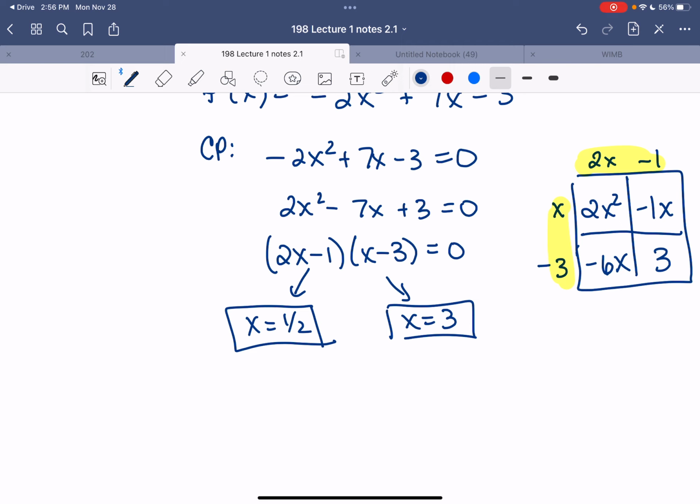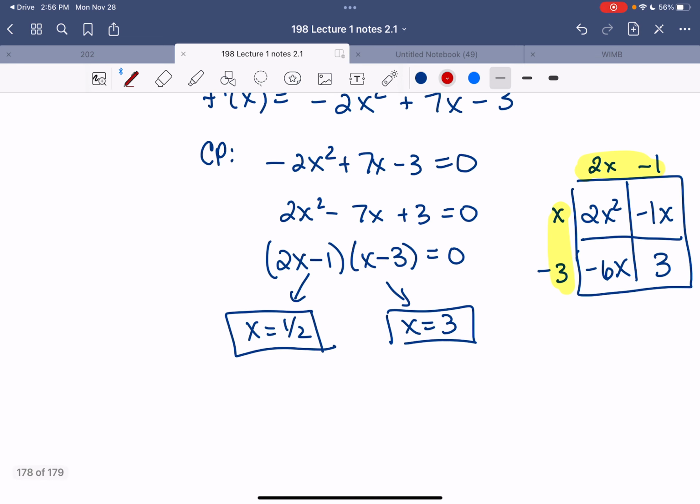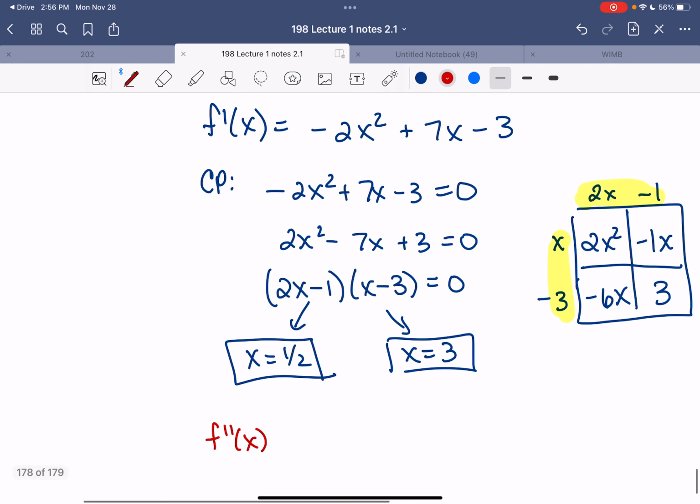Now, if I were using the first derivative test, I'd have to set up the domain, which in this case is all real numbers because it's a polynomial, and I'd have to break it up at both of those 2 spots and get 3 different test points and test 3 different things and go through the whole process. Don't have to do that with the second derivative test. What I do have to do is calculate the second derivative. So the first derivative is at the top of the screen there. So the second derivative then is going to be negative 4x plus 7.